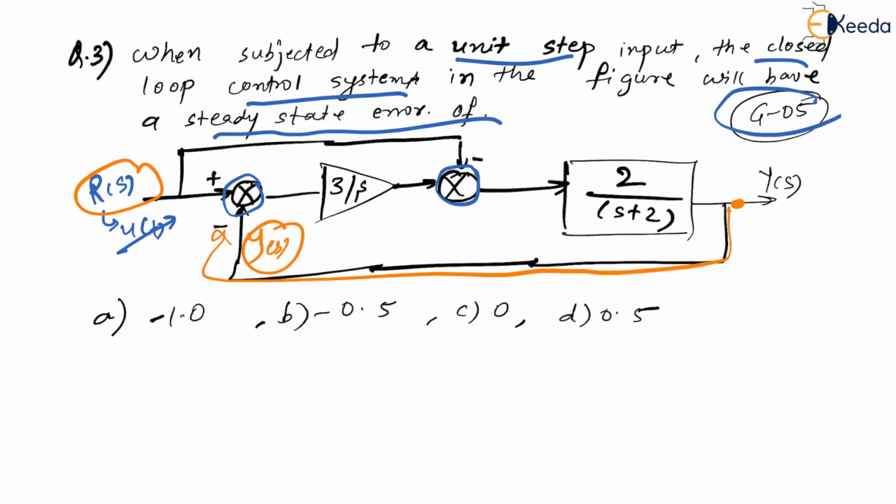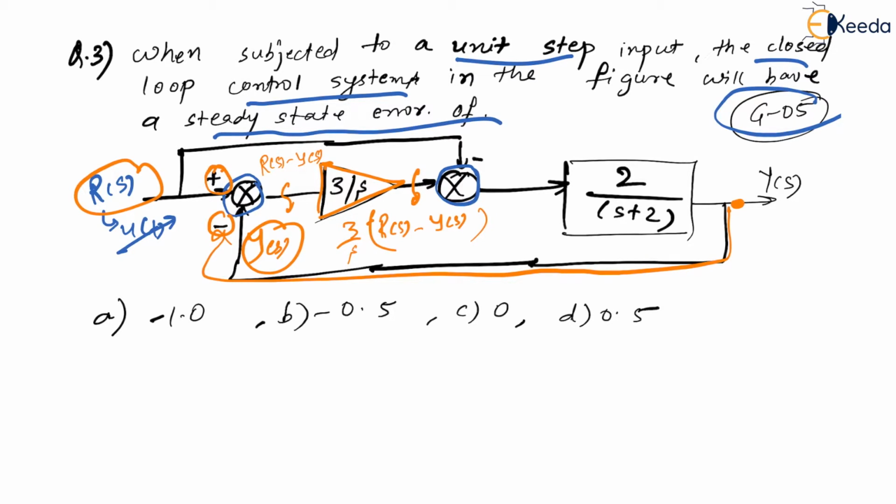Now this is R(s) and this is Y(s). This is plus and this is minus, so definitely here the signal I have is R(s) minus Y(s). Now what will happen? This signal will get multiplied with this block, so here I will get (R(s) minus Y(s)) into 3 by s.